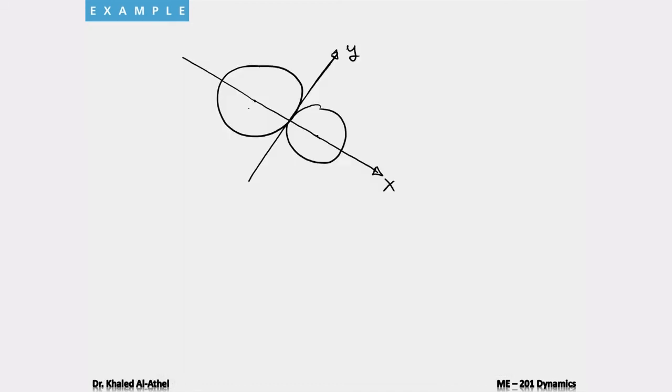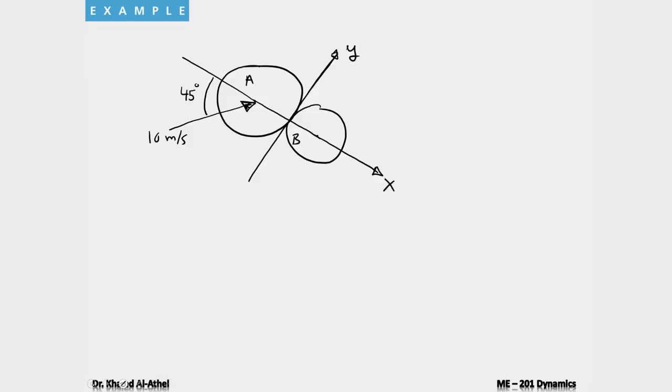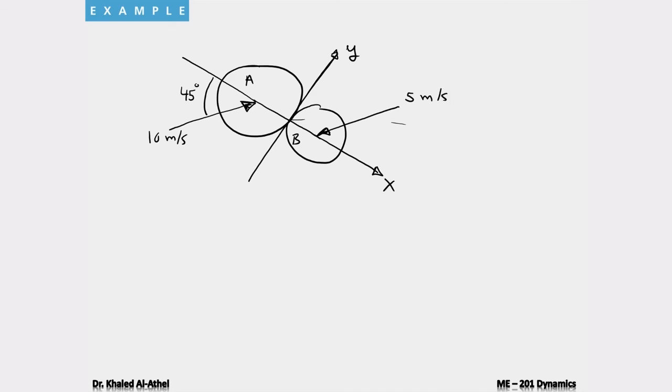So it's something like this. This is 45, and this is 10 meters per second, and this is block A. Now for disk B, the velocity was 5 meters per second at 30 degrees with the horizontal. So 30 degrees again with the horizontal, not with the line of impact. It's coming something like this, and it has a value of 5 meters per second.